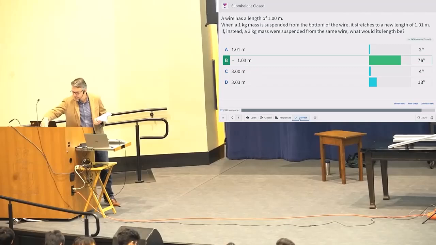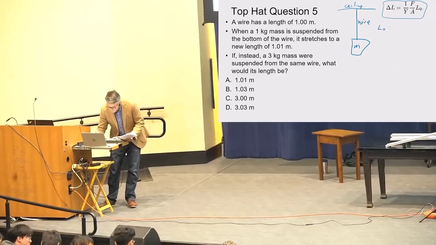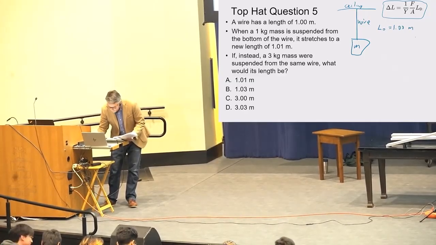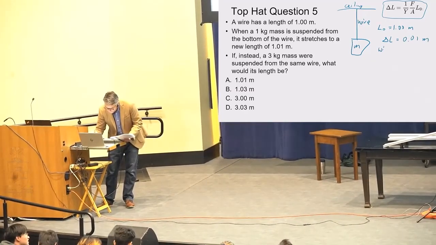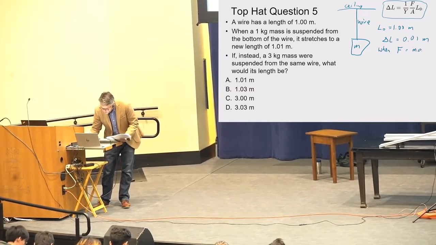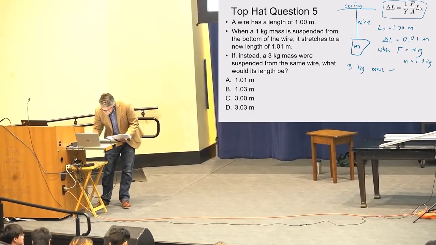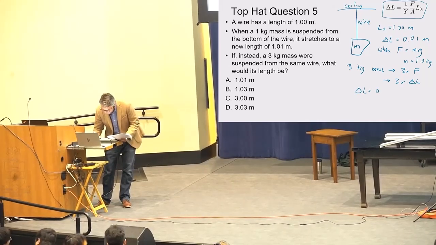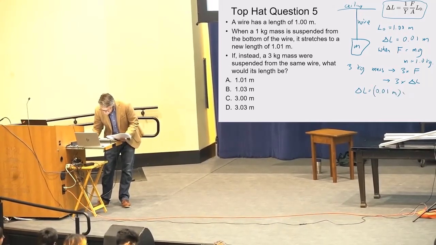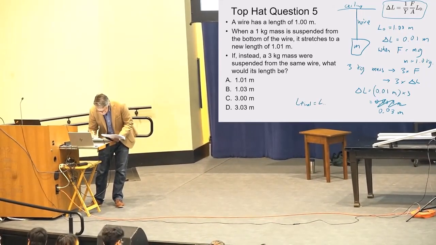So that's the basic idea, that delta L has gone up by a factor of 3. L0 is the 1.00 meters, and delta L is equal to 0.01 meters when F is equal to mg and m is equal to 1 kilogram. So a 3 kilogram mass means that's 3 times the force, and so what this means is it's going to be 3 times the delta L. So delta L is going to be 0.01 meters times 3 is 0.03 meters. And so the final L equals L0 plus the delta L.